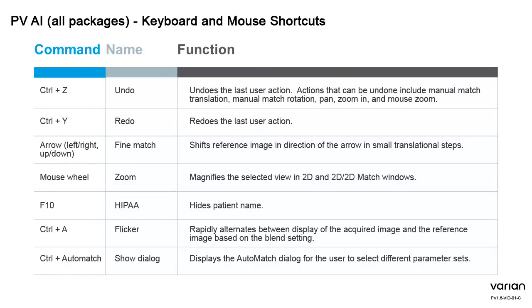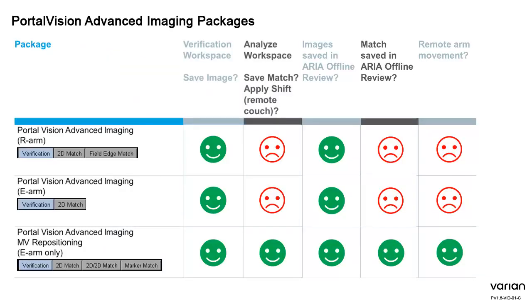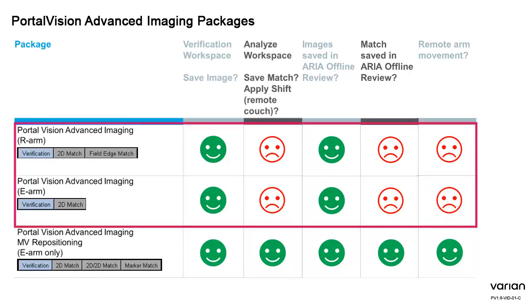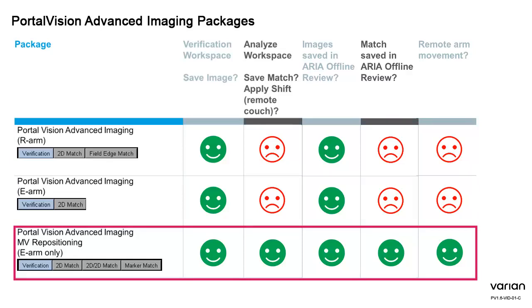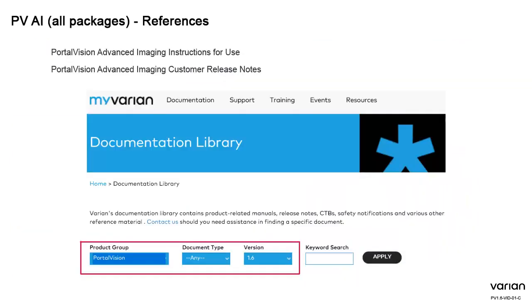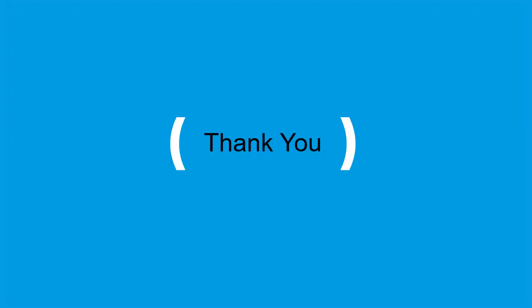Here's a list of the most commonly used keyboard and mouse shortcuts available within PVAI. A comprehensive list of the keyboard and mouse shortcuts can be found in the Portal Vision Advanced Imaging Instructions for Use. In summary, there are two Portal Vision Advanced Imaging packages available: Standard Portal Vision Advanced Imaging, PVAI, and Portal Vision Advanced Imaging, MV Repositioning. References available on myvarian.com for Portal Vision Advanced Imaging include PVAI Instructions for Use and PVAI Customer Release Notes. Thank you.